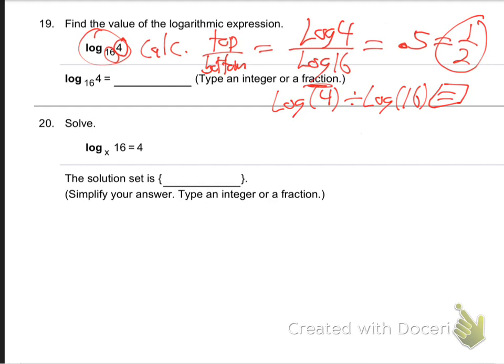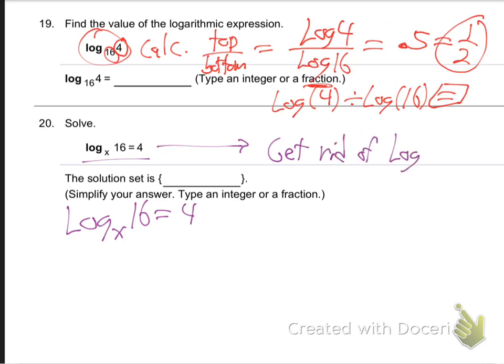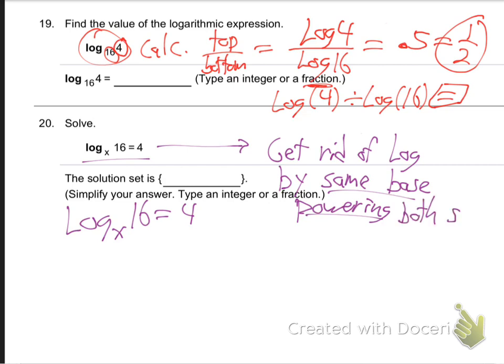So 20 says this. So we have log base x, that x is low down, of 16 is 4. So what are we going to do? We've got to somehow really get rid of the log word. So how we do this one is get rid of log by same base powering. Well, let's just say same base powering both sides.